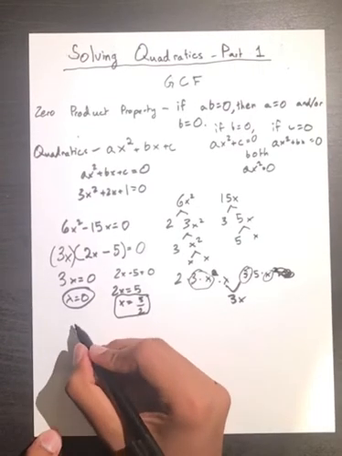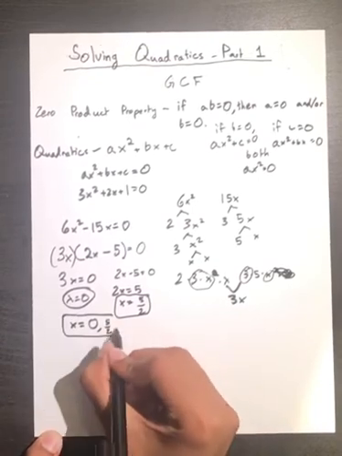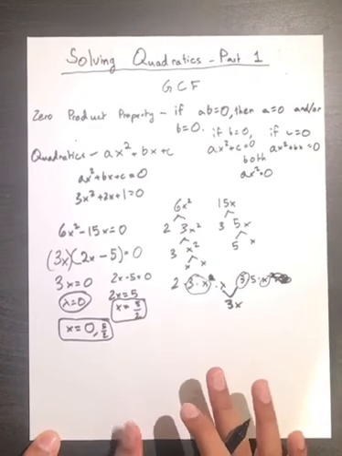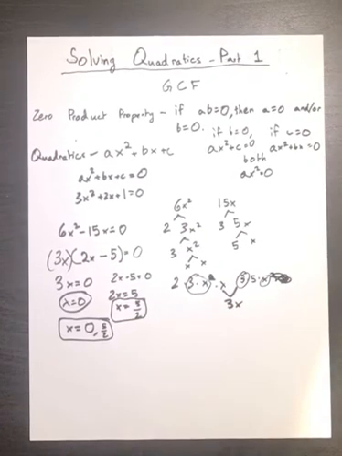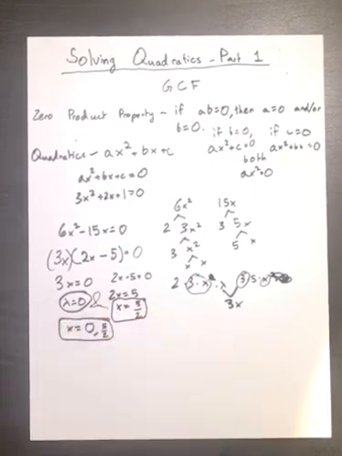Usually people write it like x equals 0, comma 5 halves. I would keep it as an improper fraction. I would not do mixed numbers at this point because it becomes helpful later on to keep it as improper. Then you can just circle this entire thing or something. That's completely up to you. But this is how you factor using the greatest common factor to solve a quadratic.